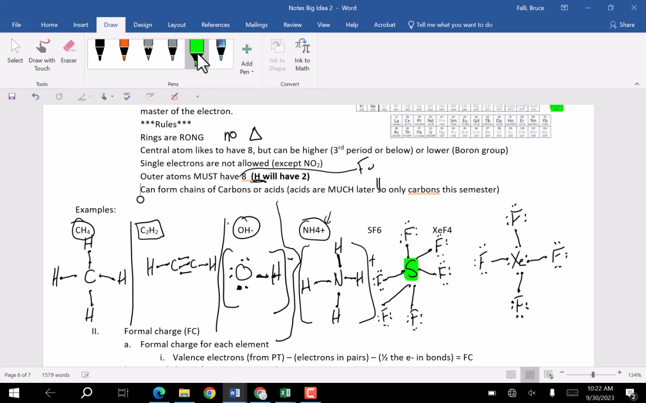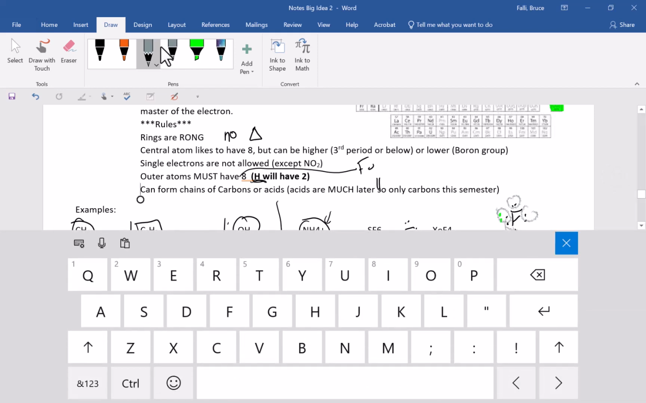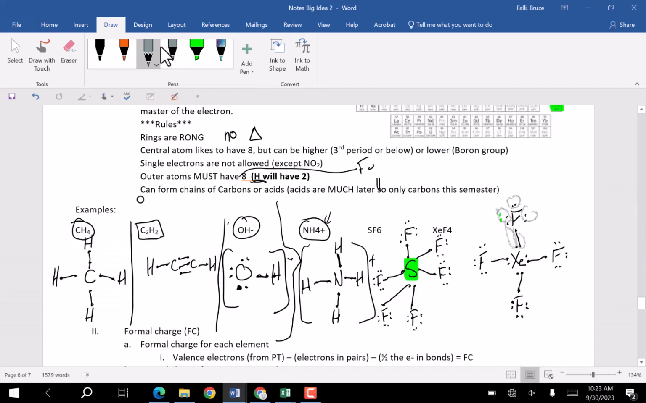And that would give fluorine 2, 4, 6, 8, 10, right? And fluorine's an outer atom, and the outer atoms cannot have more than 8. So we're gonna drop that.